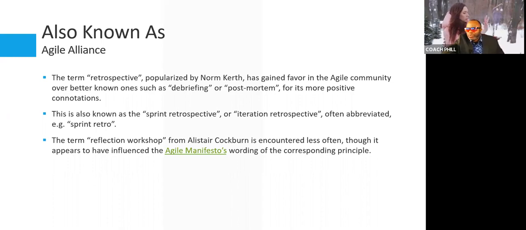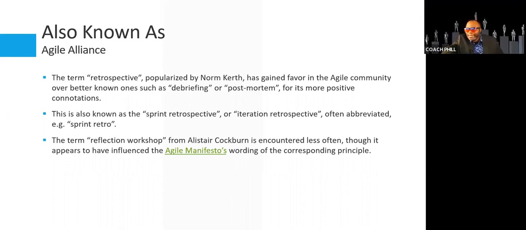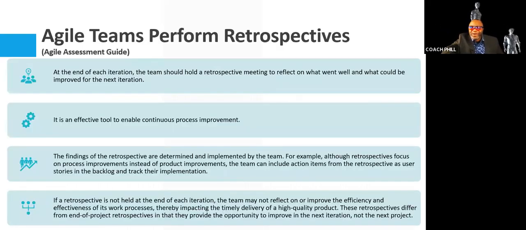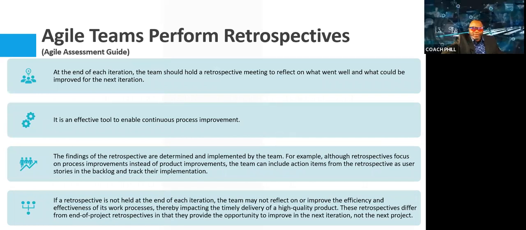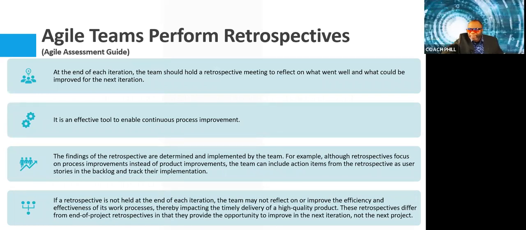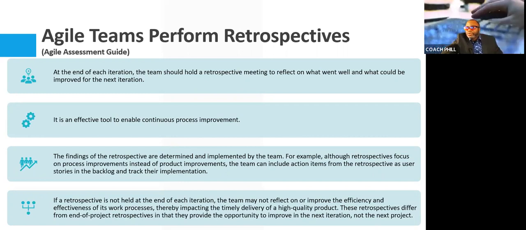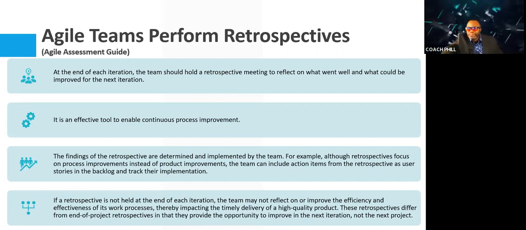The term reflection workshop from Alistair Cockburn is encountered less often, but you can find traces of it in the Agile Manifesto. Now, if you didn't know, the government has a brilliant guide on Agile. It's called the Agile Assessment Guide. And I want to give a shout out to my buddy Bob and other folks who took part in its preparation. In the Agile Assessment Guide, it reads, at the end of each iteration, the team should hold a retrospective meeting to reflect on what went well and what could be improved for the next iteration. It's an effective tool to enable continuous process improvement.